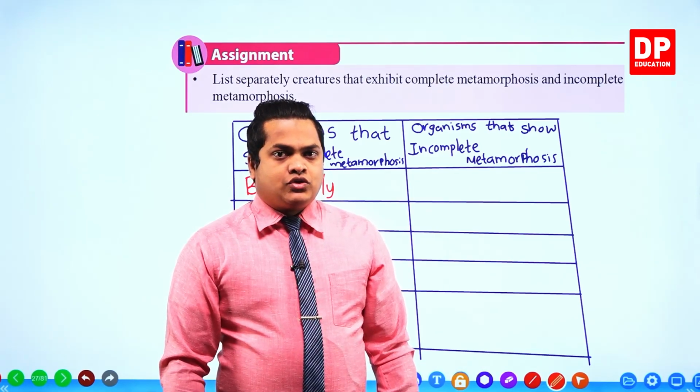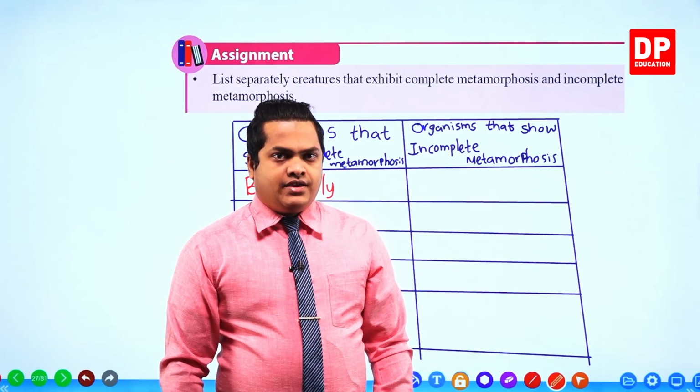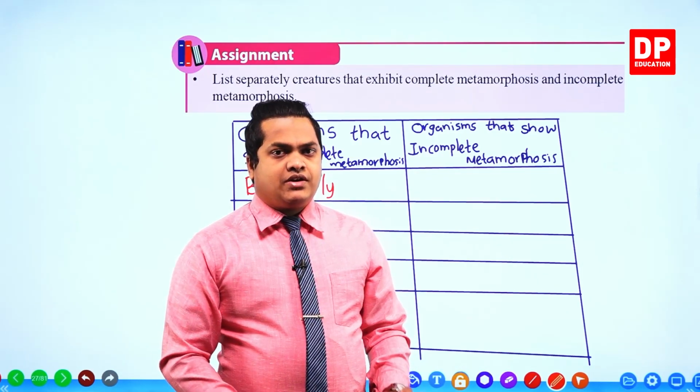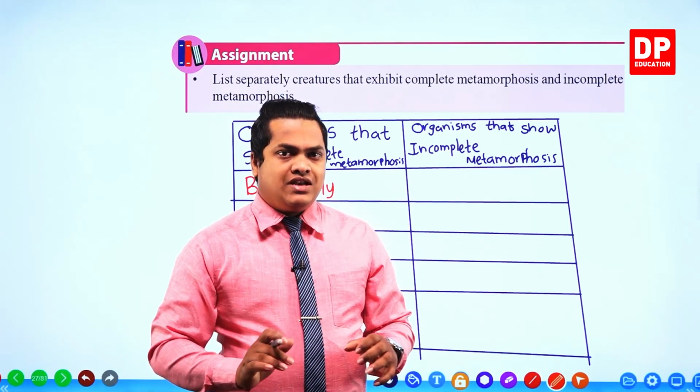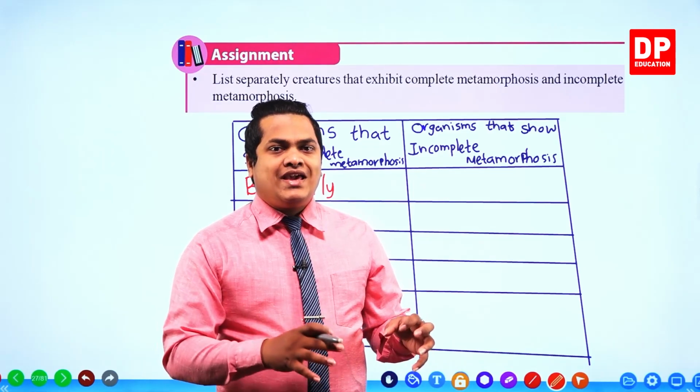So my dear children, the life cycle of the fruit fly is also similar to the life cycle of the housefly. The only thing that changes here is the place where they lay eggs. That's it.